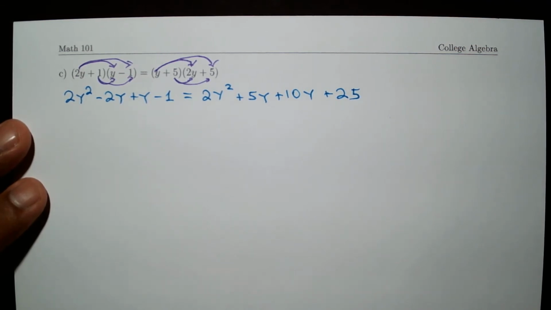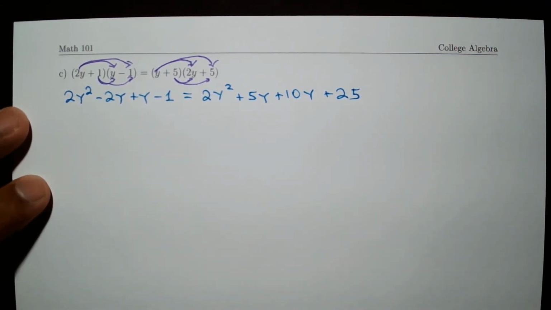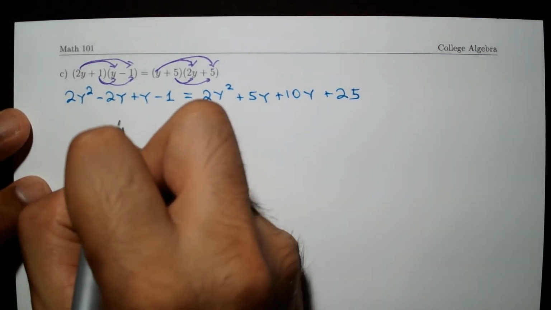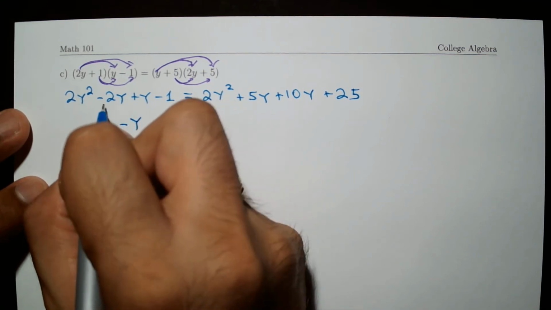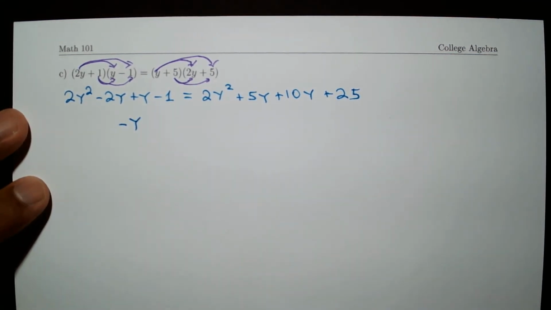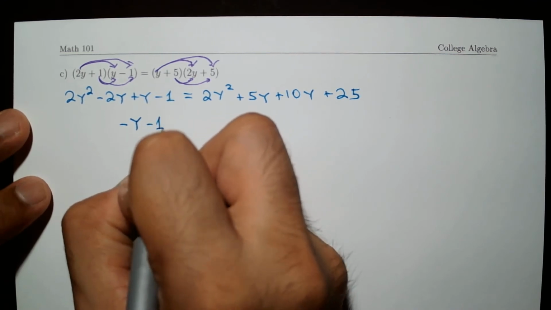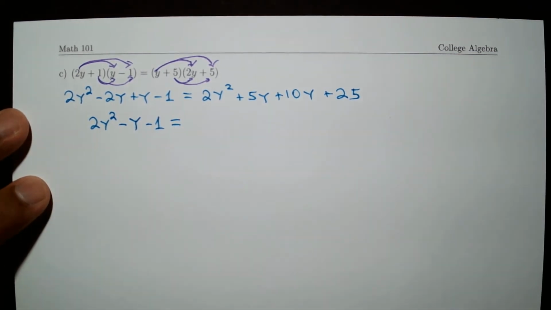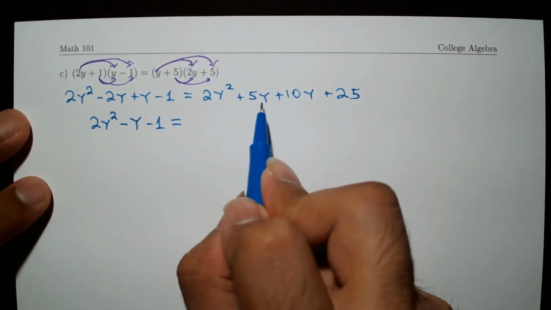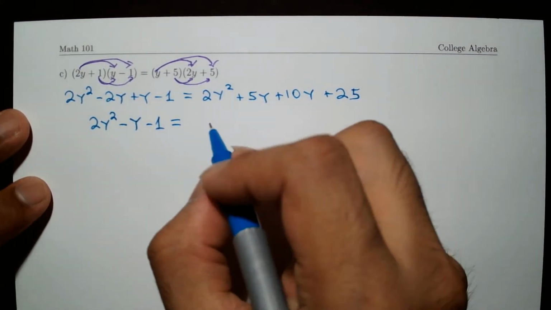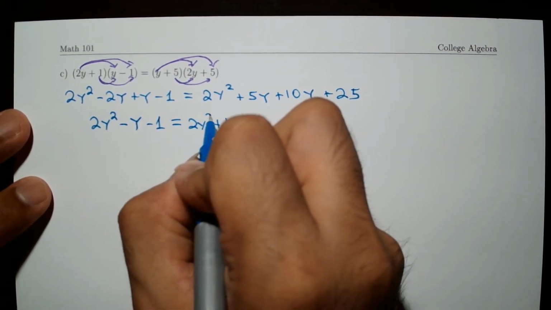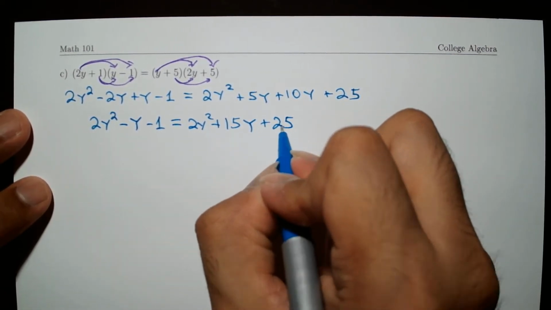Number one, my advice here is to combine like terms on either side, actually on both sides of the equation. For example, it looks like we can combine this negative 2y with this 1y to give us negative y, because negative 2 plus 1, that's going to give us negative 1. And just drop this negative 1 and 2y squared. Let's write down the equal sign. Here likewise we can add together the 5y with the 10y, giving us a 15y, and then just drop the 2y squared and the plus 25.